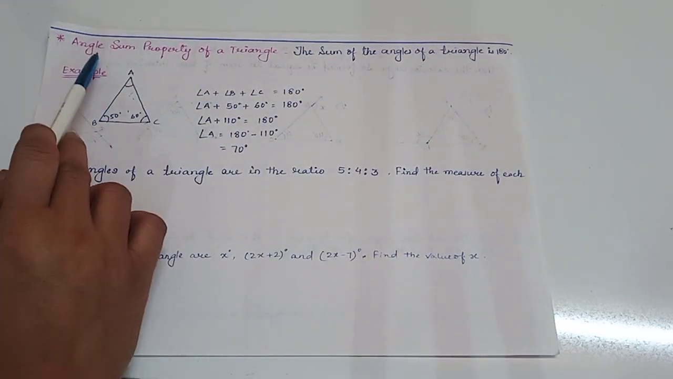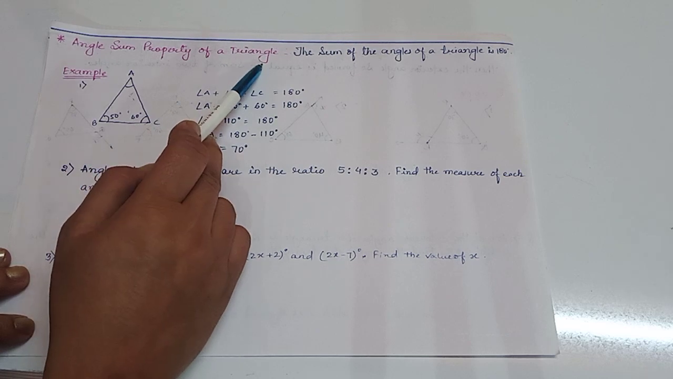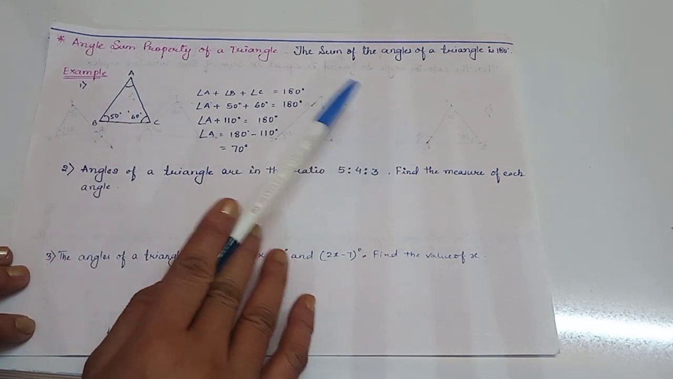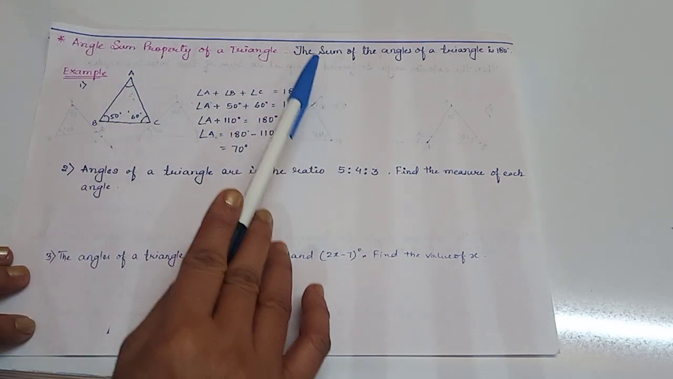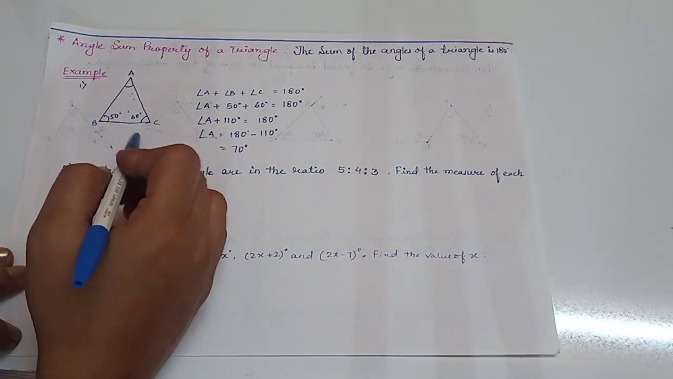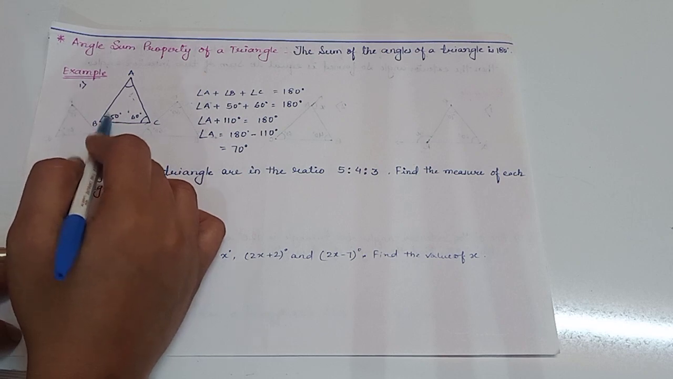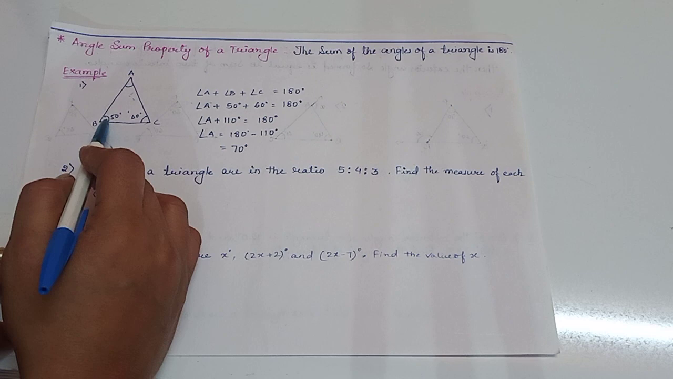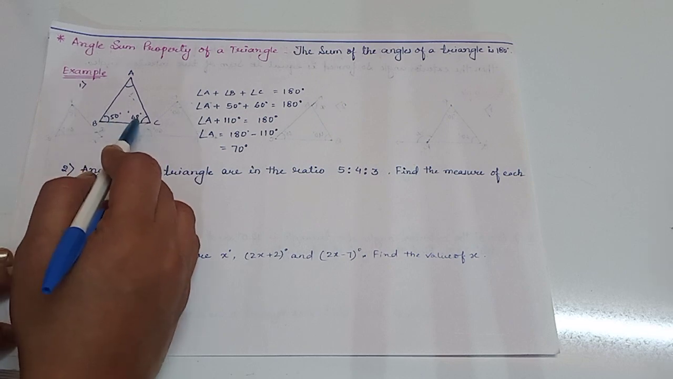Another topic is angle sum property of a triangle. So there are various properties of a triangle. Among these, the first property is angle sum property of a triangle. What this property states is that the sum of angles of a triangle should be equal to 180 degrees. I have taken a few examples to explain it in a better way. Here I have given two angles, 50 and 60.